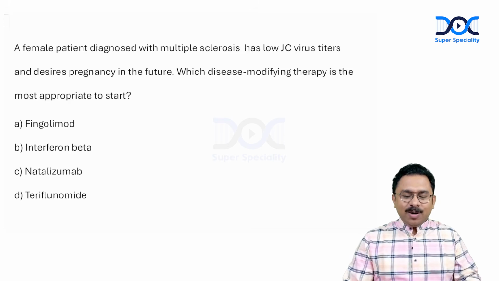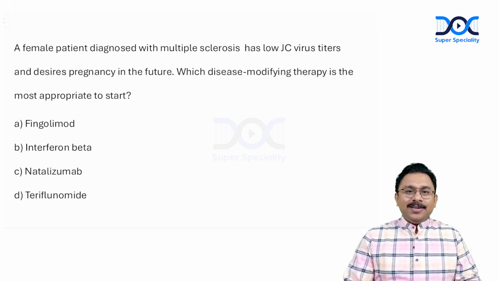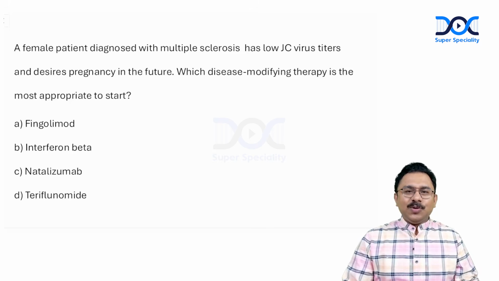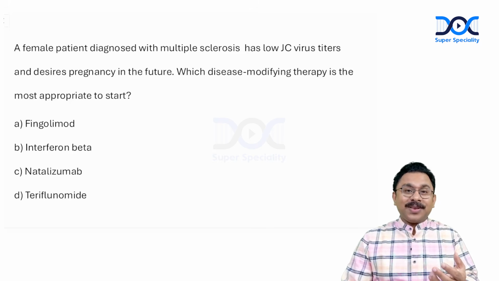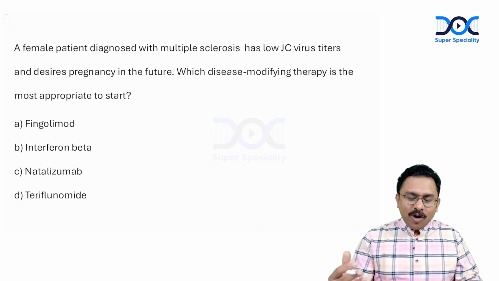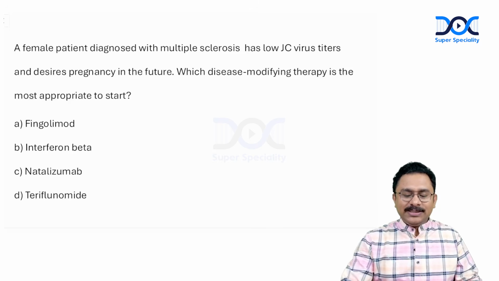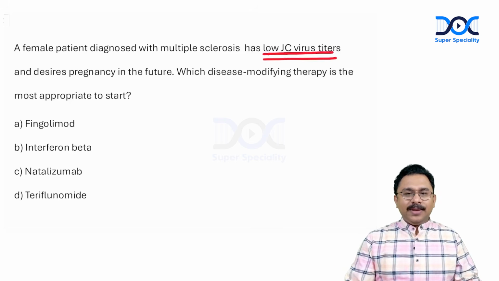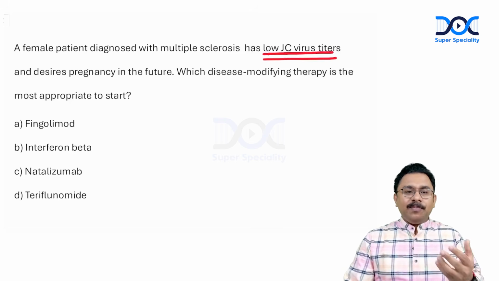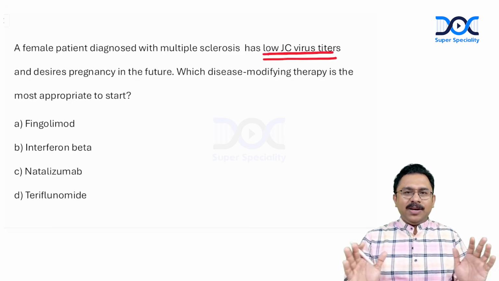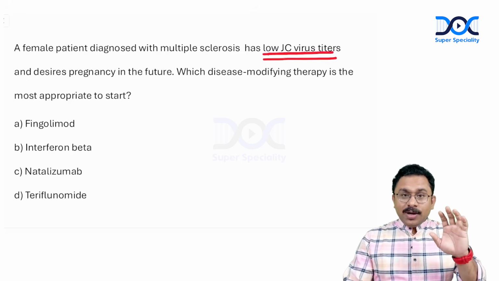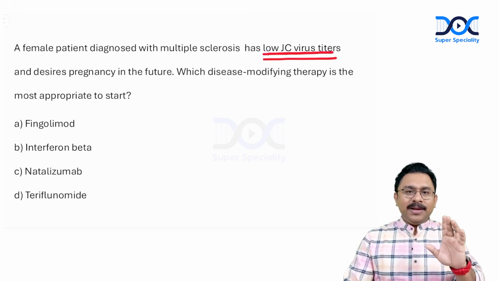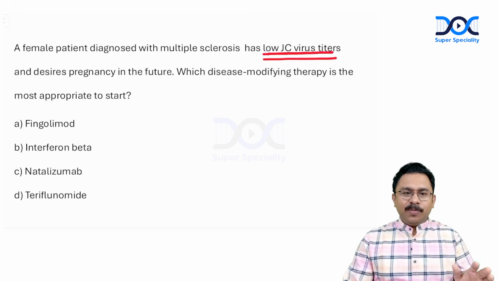This particular question is based on the management of multiple sclerosis, this time related to pregnancy. We have a female diagnosed with MS, there is a low JC virus titer, and in future she is planning pregnancy. Now, what is the most appropriate one? Is it fingolimod, interferon beta, natalizumab, teriflunomide? You should make a decision considering pregnancy also. That is what is important.